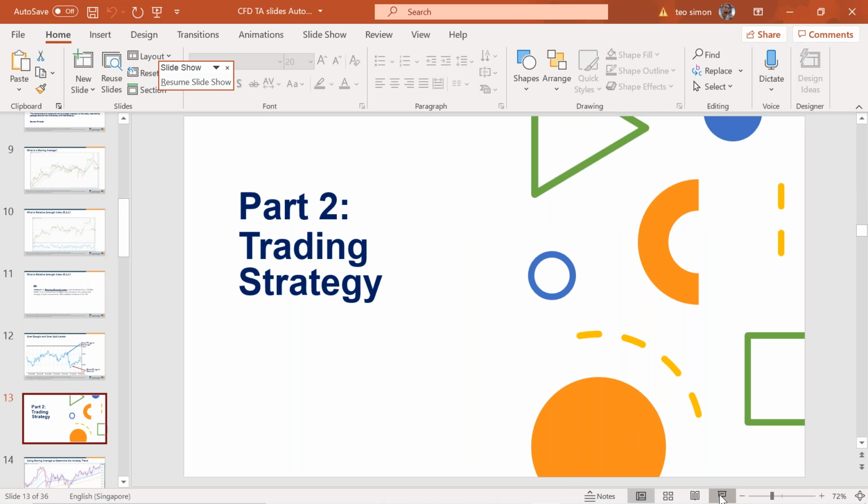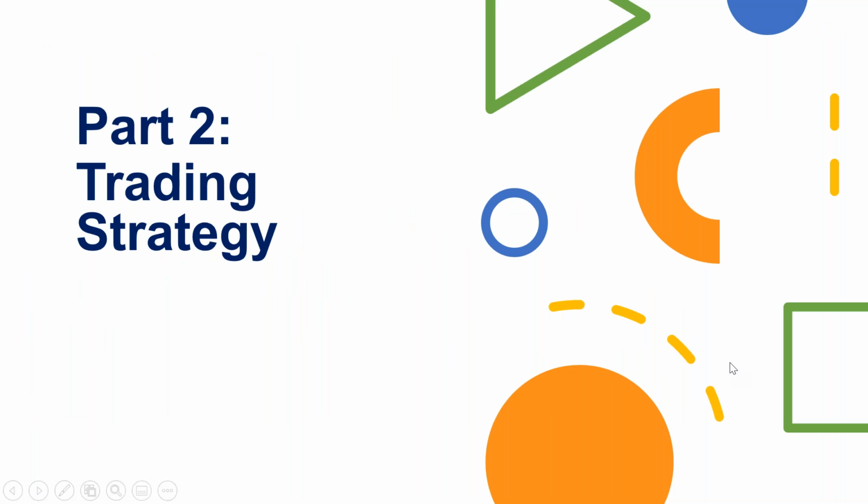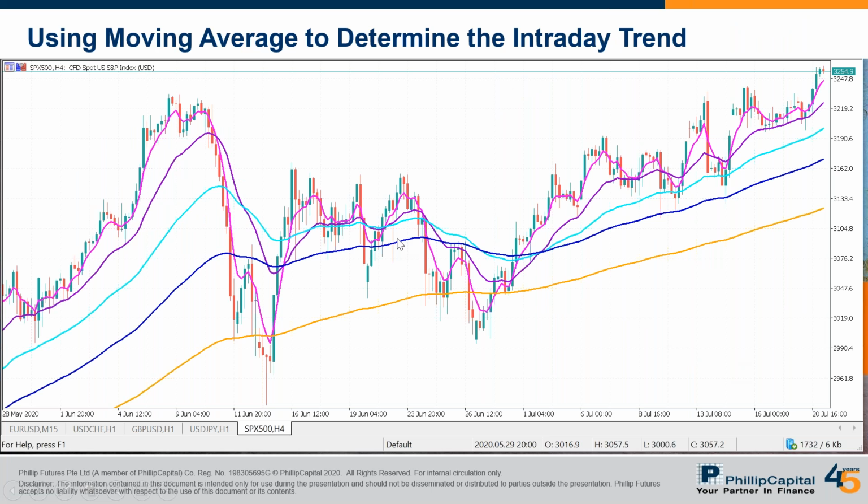Okay, let's go to part 2 of the trading strategy. In part 2, we'll be using the moving average. The first step is to determine the trend for the day. We would like to determine the intraday trend. So how do we do that?